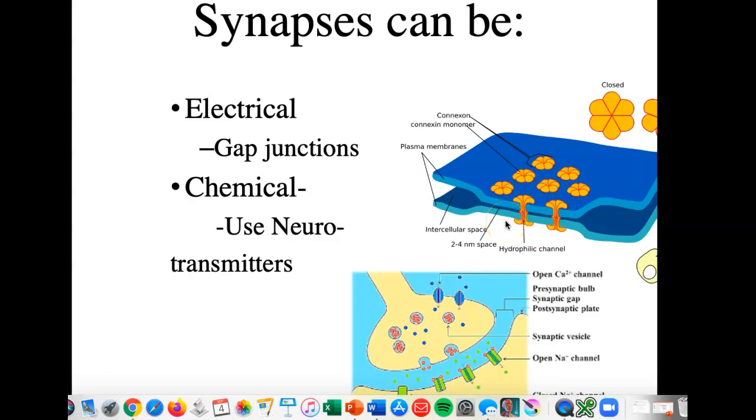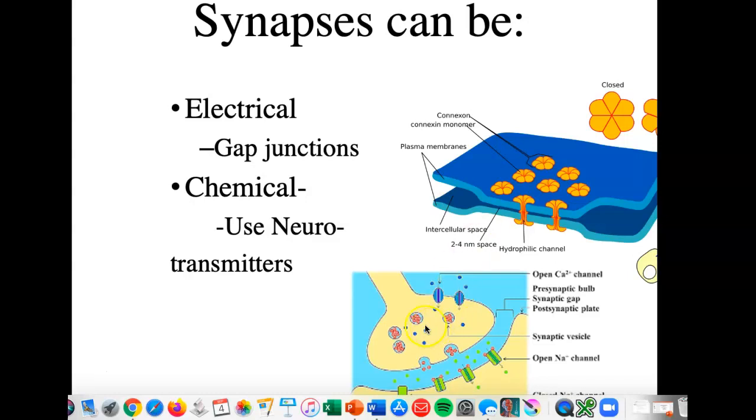And the heart is different in that an electrical signal can pass directly from one cell to another without releasing a neurotransmitter. So gap junctions are special for that. Most synapses don't work that way in the body. Most of them are chemical, and they will use a neurotransmitter.